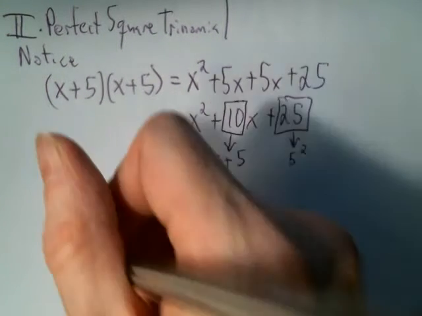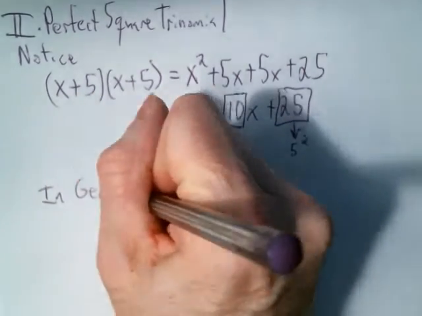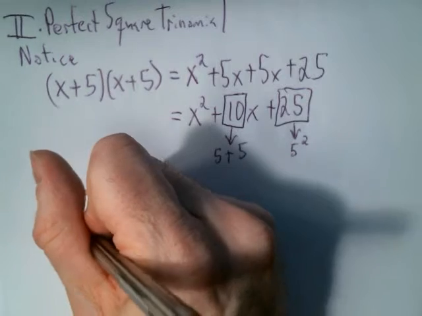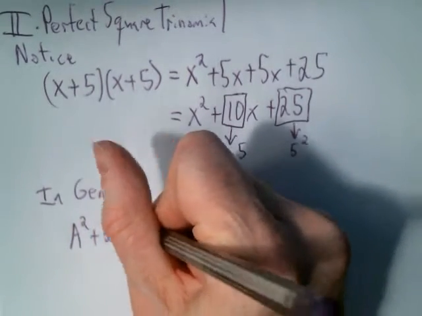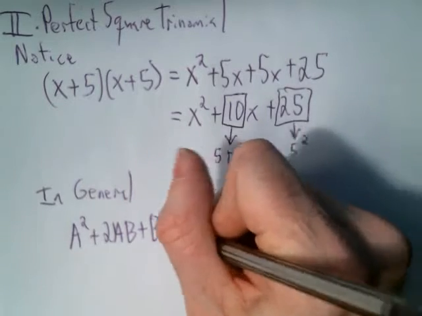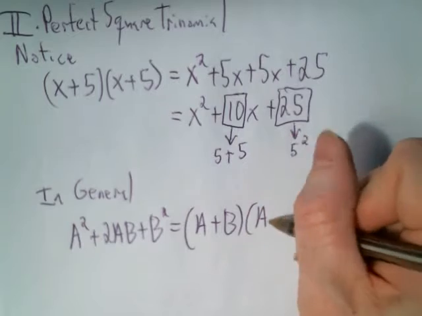Okay. So in general, we have some more forms. We'll have a squared plus 2ab plus b squared is the case when you have a plus b times a plus b.